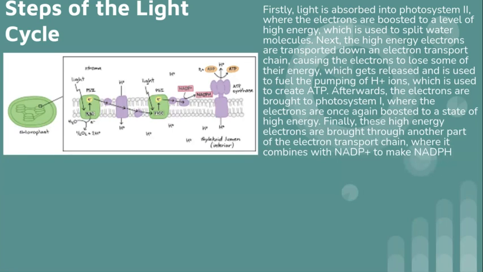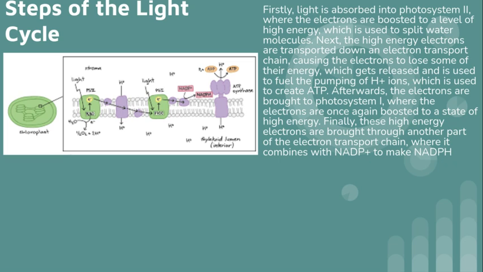Firstly, light will be absorbed into the second photosystem, where the electrons are boosted to a level of high energy, which is eventually used to split water molecules into hydrogen and oxygen. Next, the high energy electrons from before will be transported down an electron transport chain, causing the electrons to lose some of their energy, which gets released and is eventually used to fuel the pumping of hydrogen ions, which are also later used to create ATP.